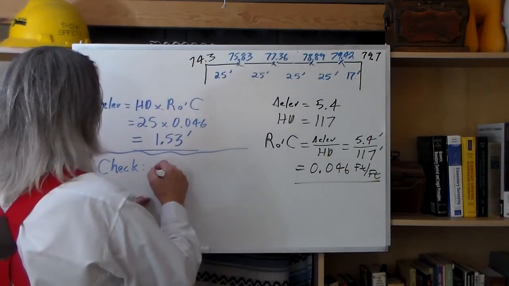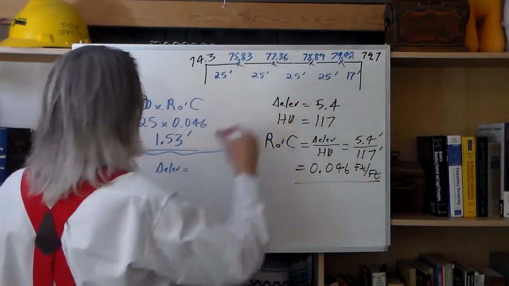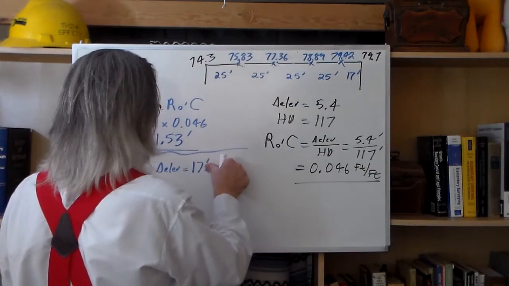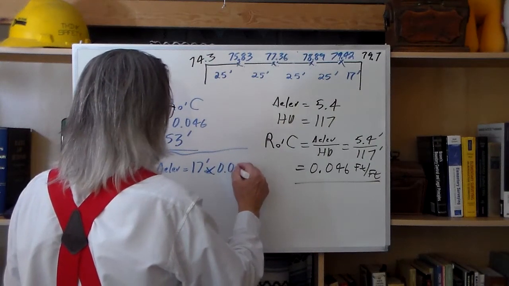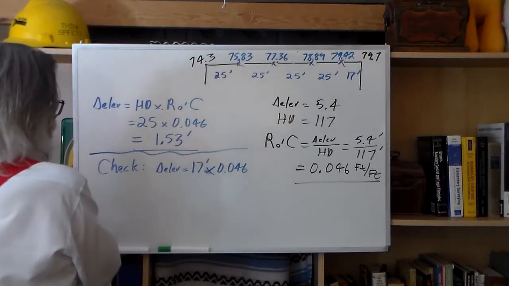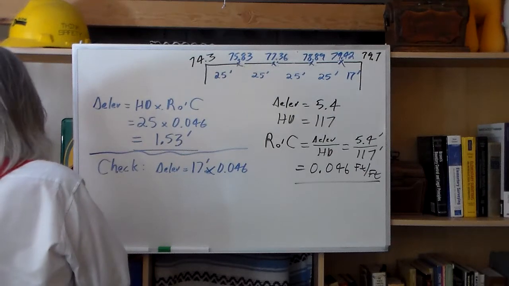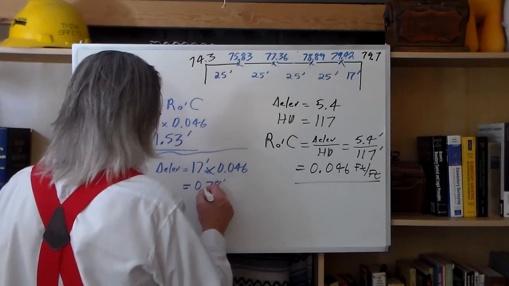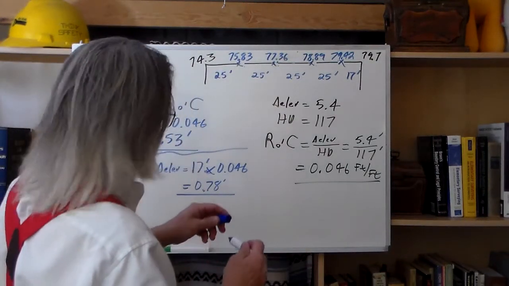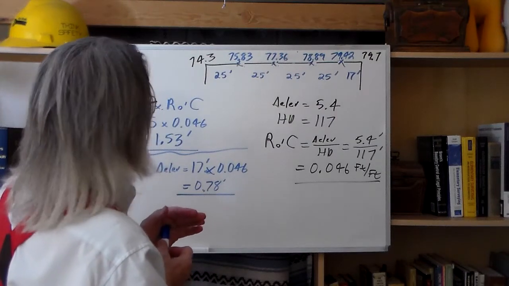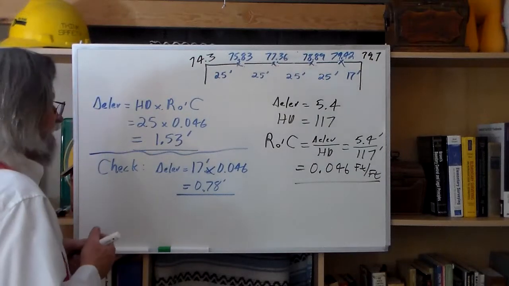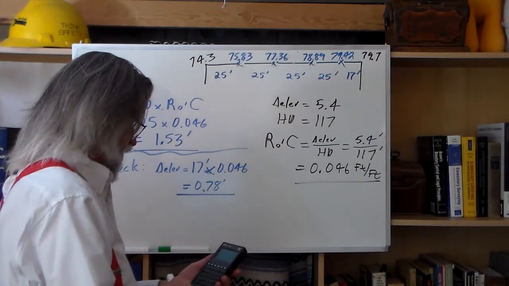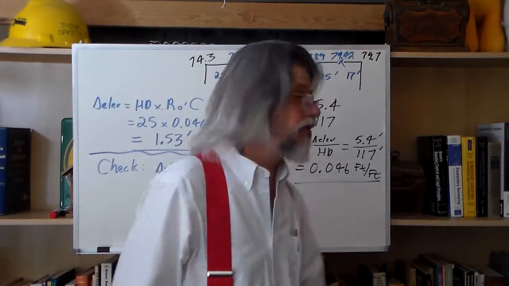Check number one. Delta elevation is going to equal 17, because we're only going 17 feet this time. 17 times 0.046, do a quick calculation. That gets you to 0.78 feet. Plus 0.78 is what? 79.42. Let me get my calculator here. Gets me to 80.20.